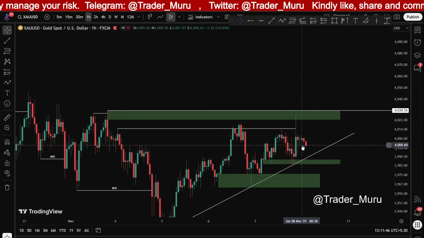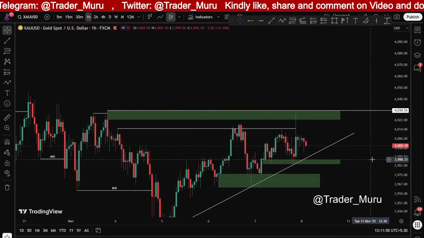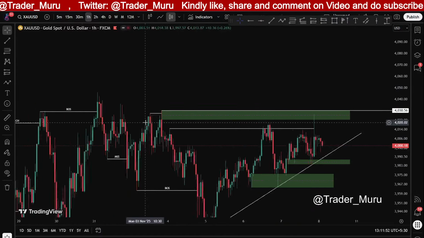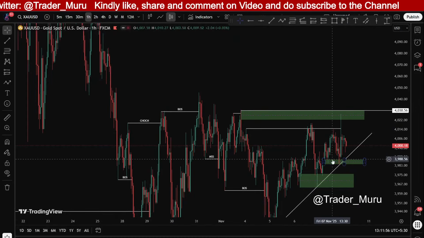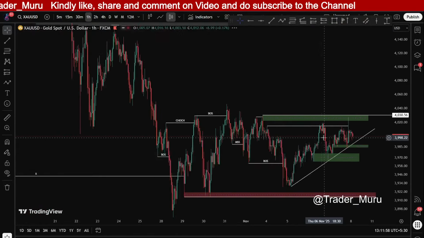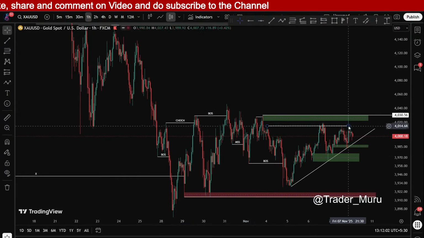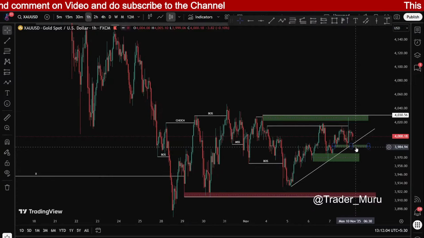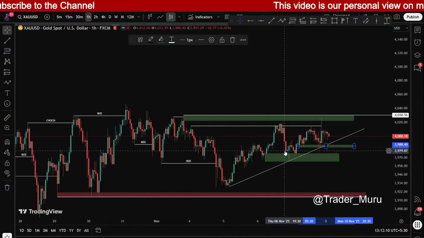And if price doesn't break this and breaks above, then we will be watching for a buy. Before that, there is no buy for me near this supply area in the 4 hour. Price is at the supply area in the 4 hour time frame, and we are not buying over here. We are still watching for a small confirmation before buying, and if we have a breakdown, then we will watch for selling.